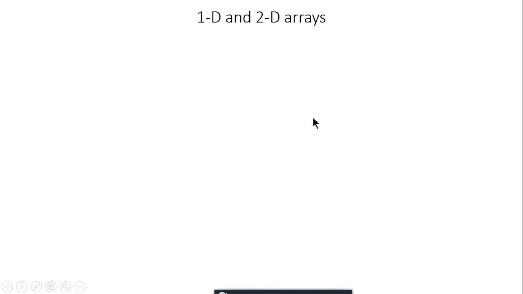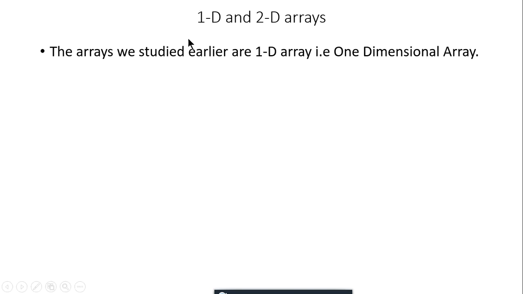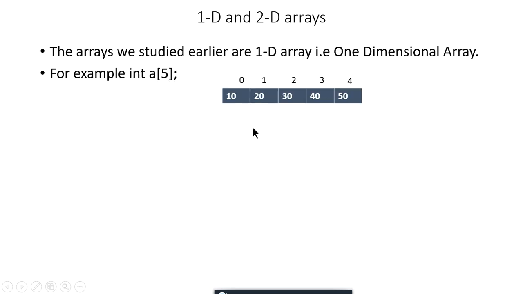After bubble sort, let's talk about 1D and 2D arrays. 1D represents a one dimensional array and 2D represents a two dimensional array. So what are 1D and 2D? The previous arrays that you have studied are 1D arrays. For example, in the previous programs we have done int a[5]. If we do this, an array from 0 to 4 is created with 5 elements that can be placed inside the array.